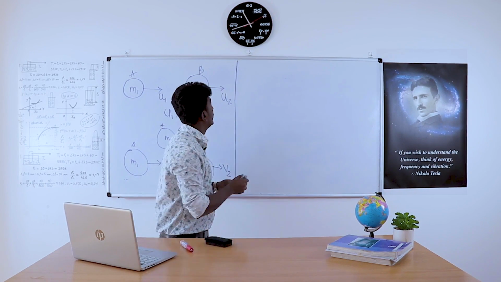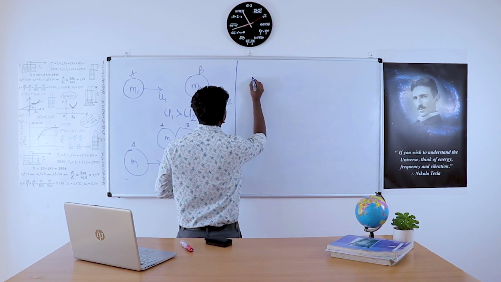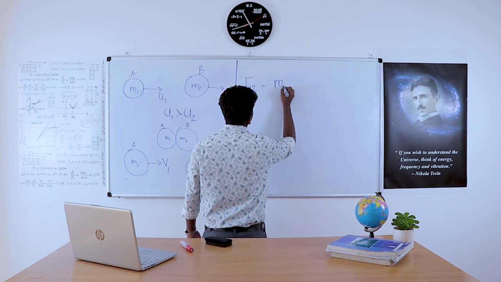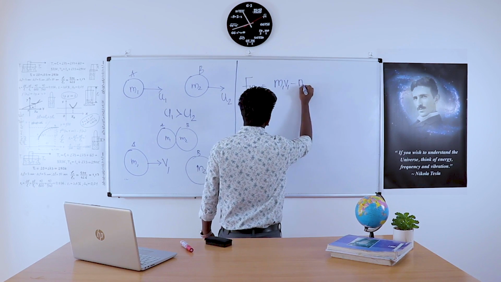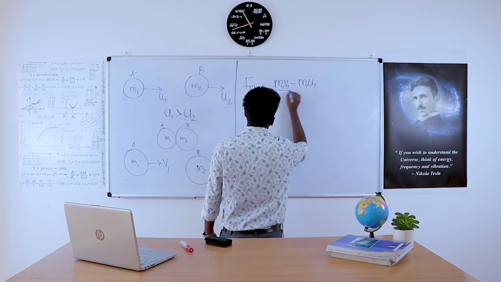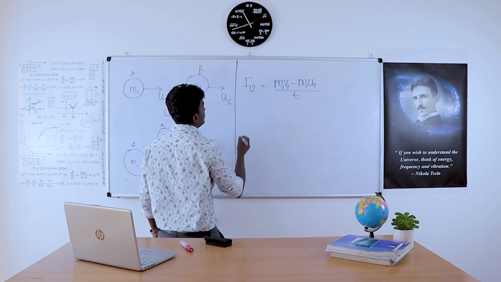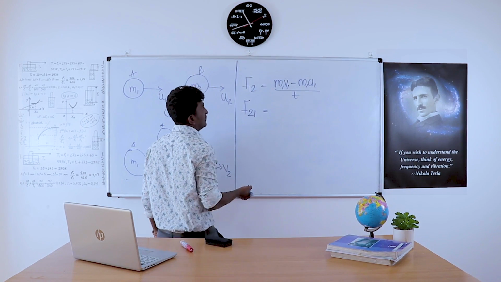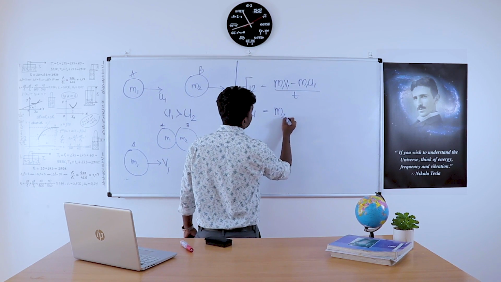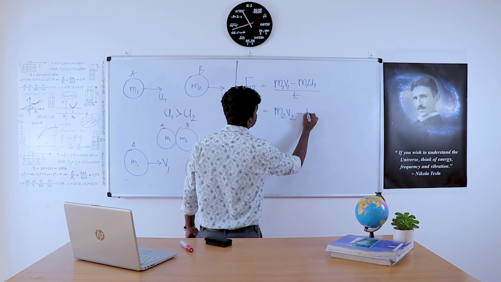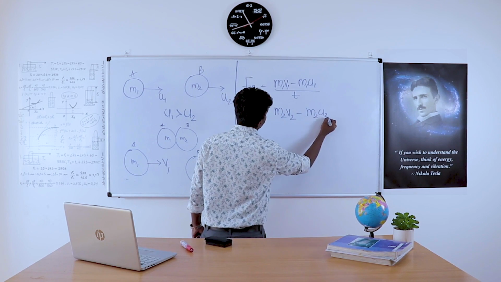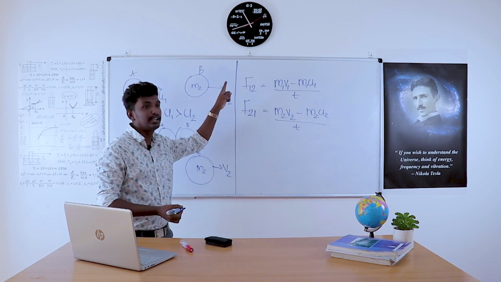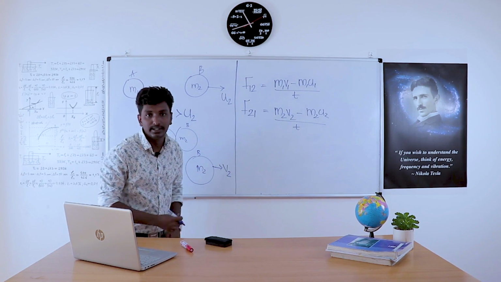Okay, now we are having two equations, F12 as m1 v1 minus m1 u1 by t, and the second equation as F21 is equal to m2 v2 minus m2 u2 by t. These are the equations we are having, F12 and F21.